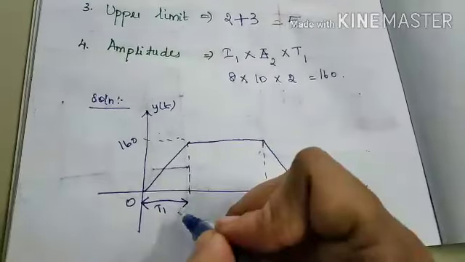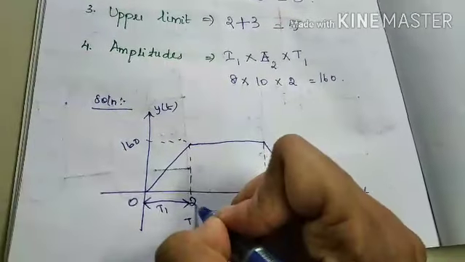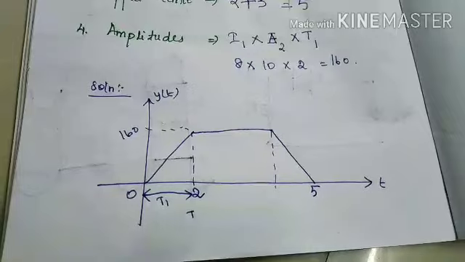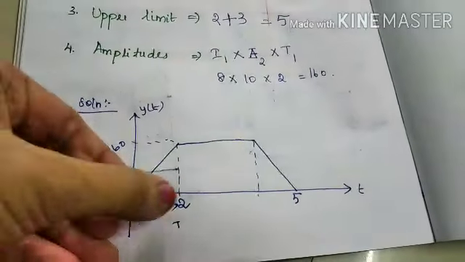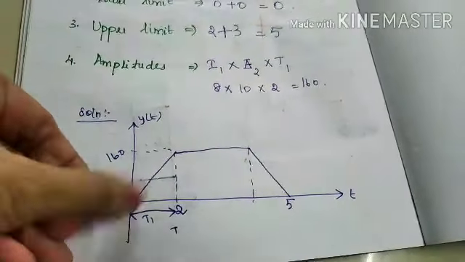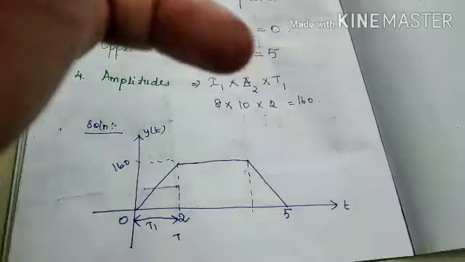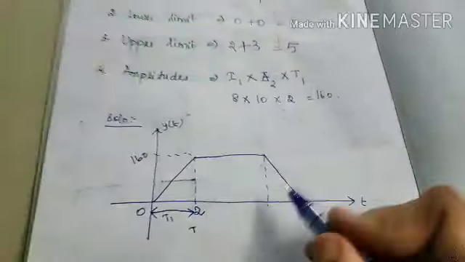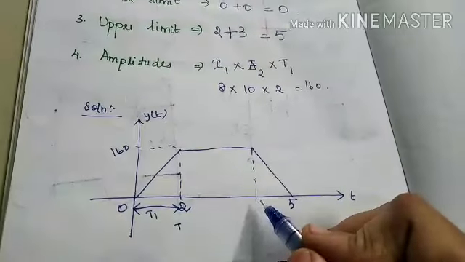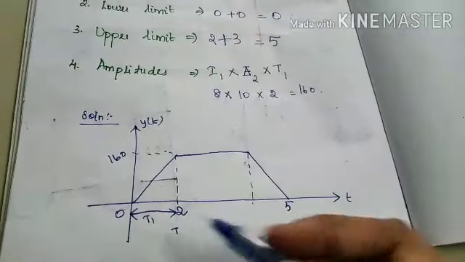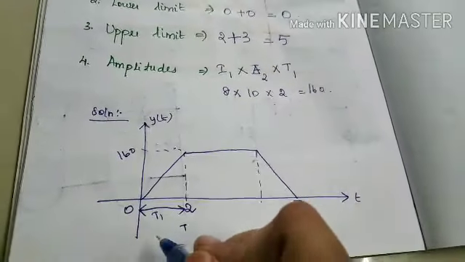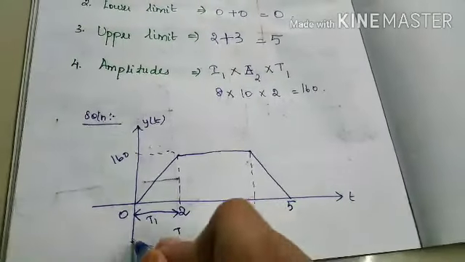So what is the value of T1? This value will be 2. So this point will be the T1 distance, that is T1 base length from the lower limit. Then see here, our second point will be the T2 distance from the origin. T2 distance from our lower limit, not origin, lower limit.